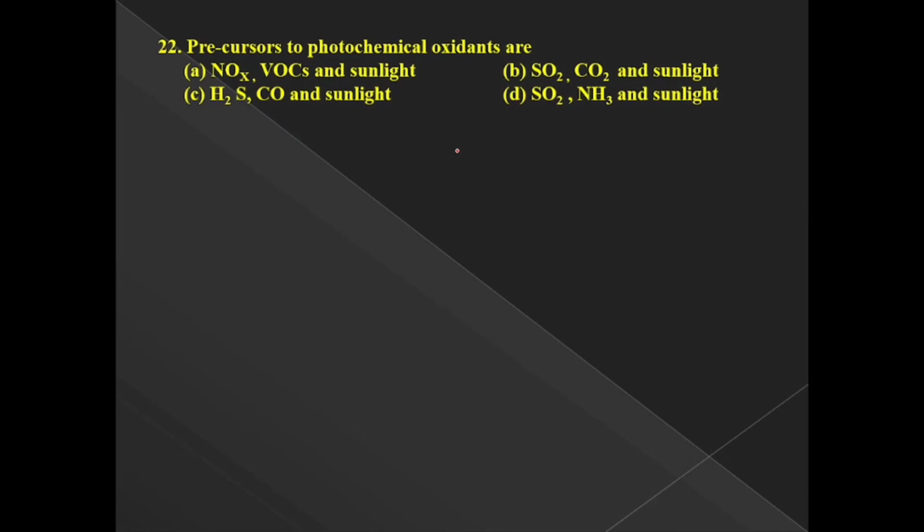Precursors to photochemical oxidants, as we had discussed, the precursors were the volcanics, sunlight and the nitrogen oxides. So option number A is the correct option. Okay. Now question number 23.